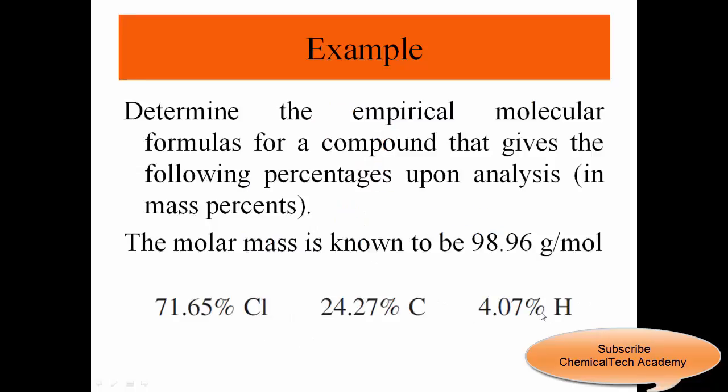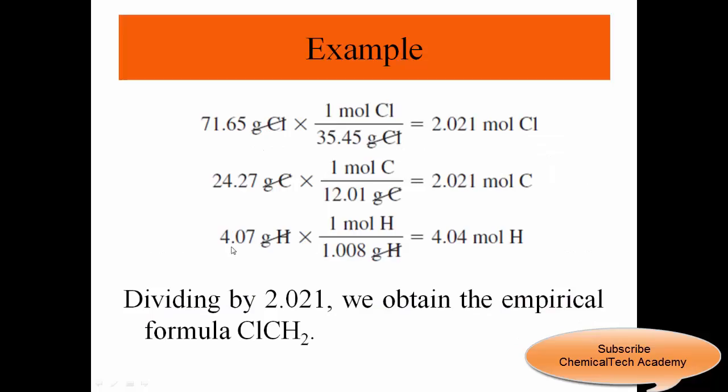And then finally we have 4.07% hydrogen. So again, if we assume we have 100 grams of our compound, we can say 4.07 grams of it is hydrogen. The atomic mass of hydrogen is 1.008 grams, so 1 mole hydrogen divided by 1.008 grams. It's going to give us 4.04 mole hydrogen.